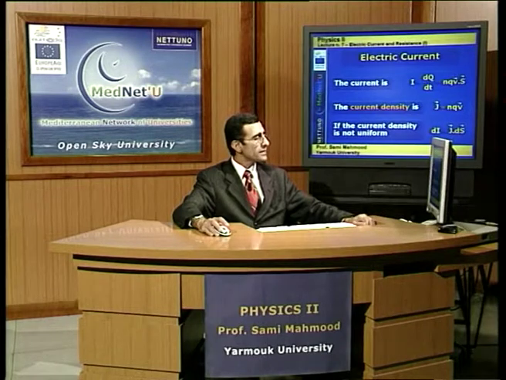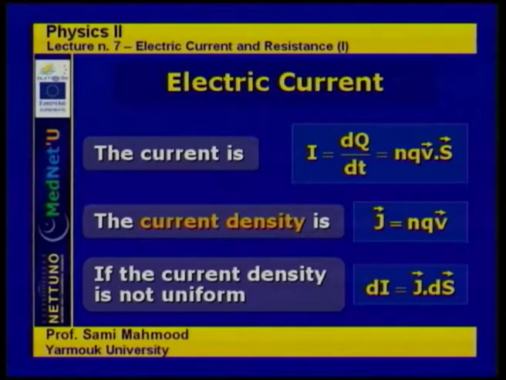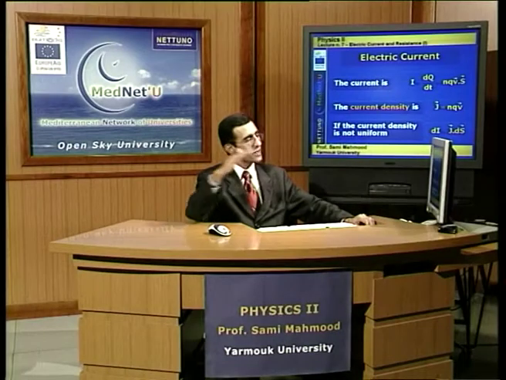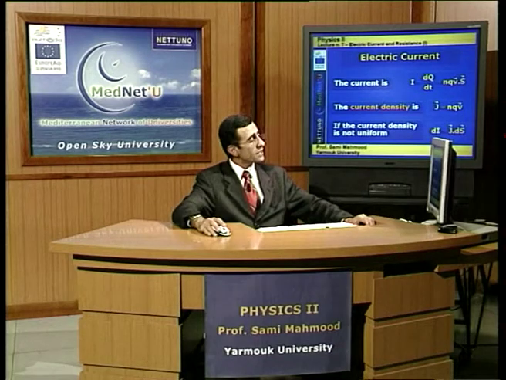If the current density is not uniform, then the current is not obtained by simply J dot S. Rather, we define dI, the element of current, in a given small area. We section the cross-section S into small areas, and J dot dS is the current through that element of area dS. Then we can integrate, or add up, J dot dS in order to obtain the total current across the cross-sectional area.